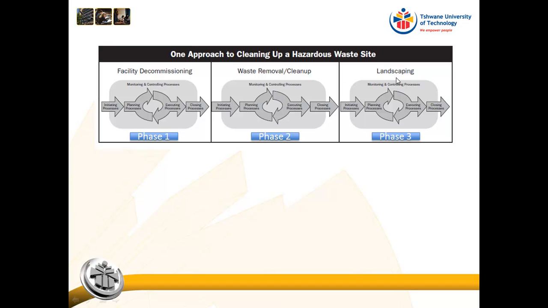We then go over to phase 3, which is the landscaping phase. We initiate, we plan, we execute, and we close. And again, the monitoring and controlling happens. So you can see that the difference between the life cycle and the processes is that the life cycle tells us the phases in which our project will be done, and in each phase the processes happen.